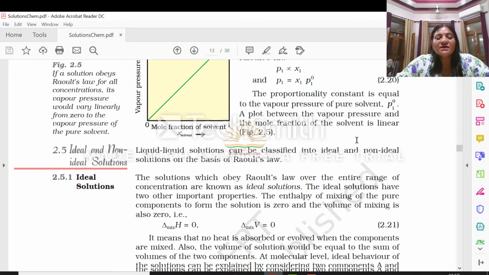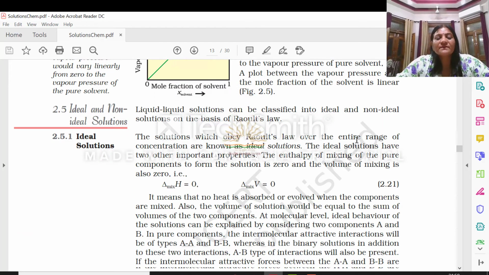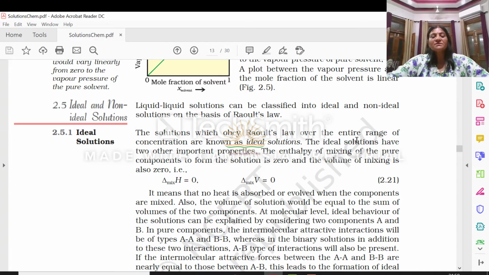Now ideal solution and non-ideal solution. This is also an important theoretical question from this chapter. What are ideal solutions, what are non-ideal solutions? And this can be decided only by Raoult's law. So ideal solutions are those solutions which strictly obey Raoult's law. And what is Raoult's law? That the partial vapor pressure of the component is directly proportional to its mole fraction.